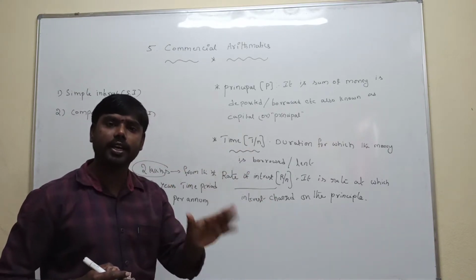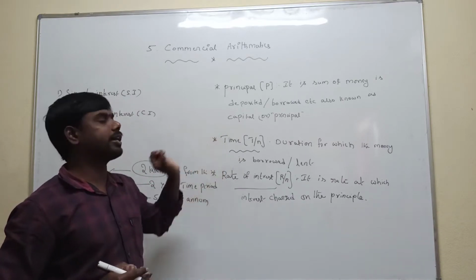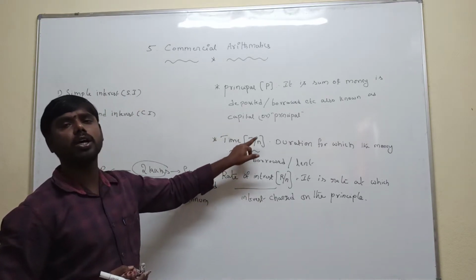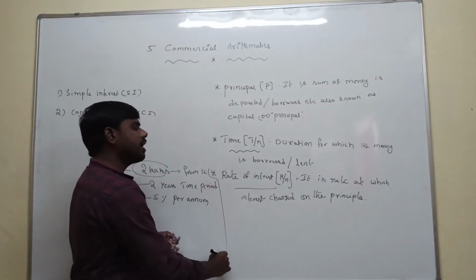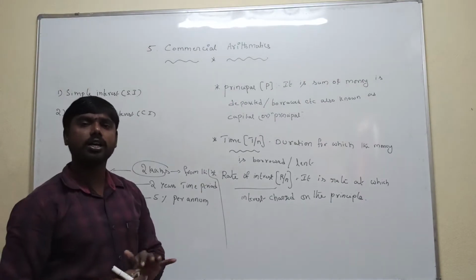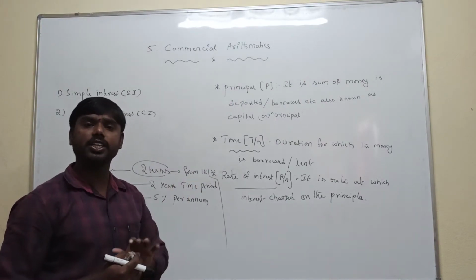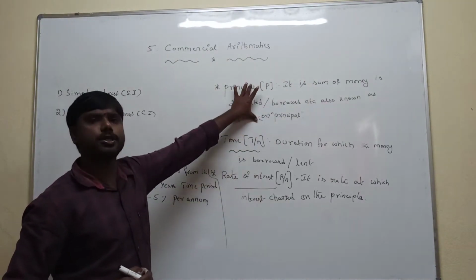They are giving a duration of time. That is called time. It is denoted by capital T or small m. Next one is rate of interest. It is nothing but the interest charged on the principal amount.